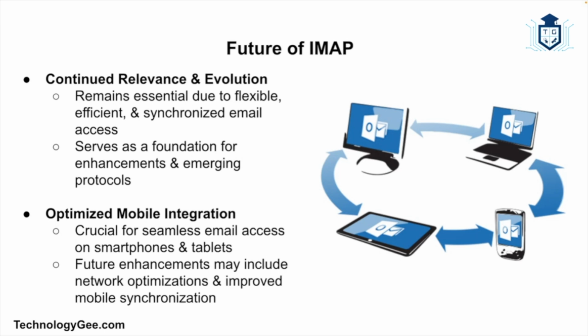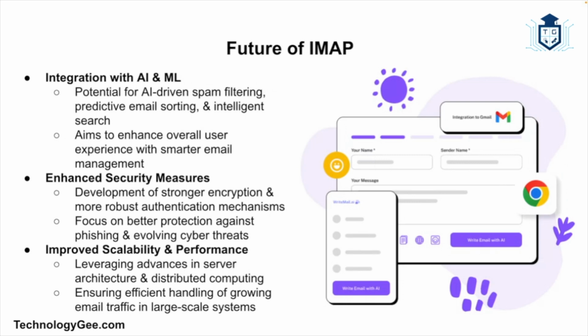All right, so let's talk about IMAP and emerging technologies. As mobile devices become increasingly prevalent, IMAP synchronization capabilities will continue to be crucial for ensuring seamless email access across smartphones and tablets. Future developments may include optimizations for mobile networks and enhanced synchronization methods to improve performance on mobile devices.